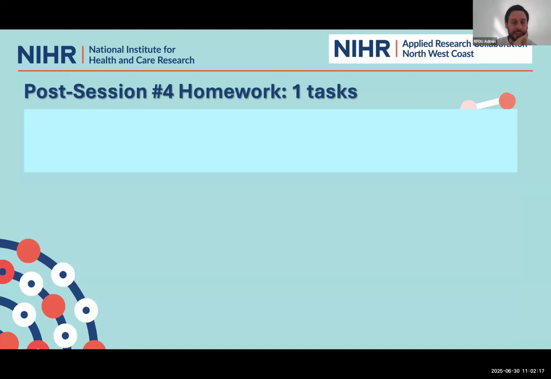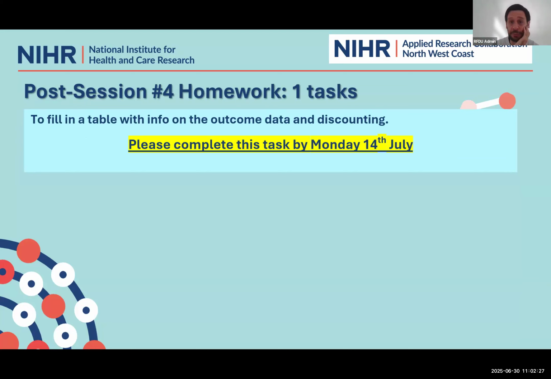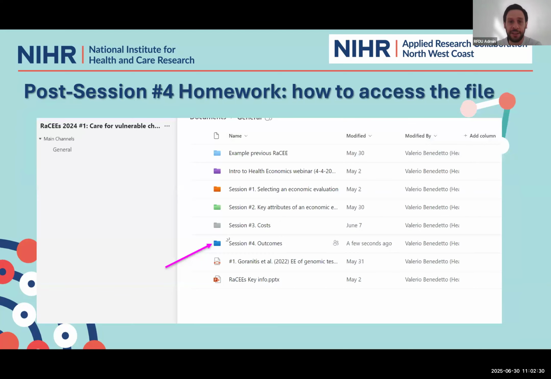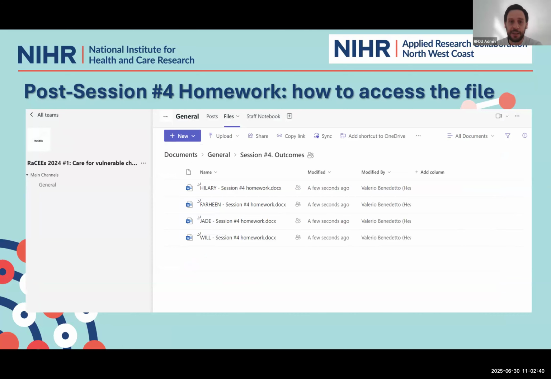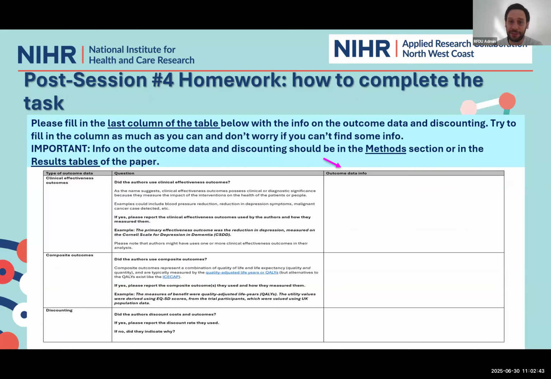I'm going to talk about the homework, and then I'll take any questions after the session. The homework is again about outcome data and discounting, and we are going to ask you to complete this task by the next session, which is on Monday, 14th of July. As usual, you can find the homework document on Teams, session 4 outcomes. You open the folder and you will see a document with your name. And again, you will have another table to fill in, this time about outcome data. So you'll have some information about the type of outcome data you're going to extract from the paper, the question, and some definition about the specific element you will need to focus on. And then the last column is all about trying to find the information and paste that information into that column.